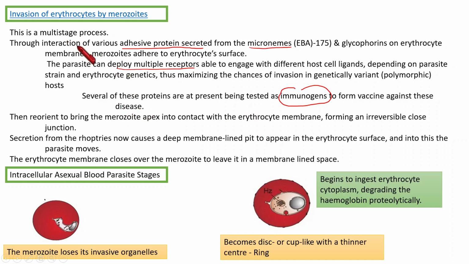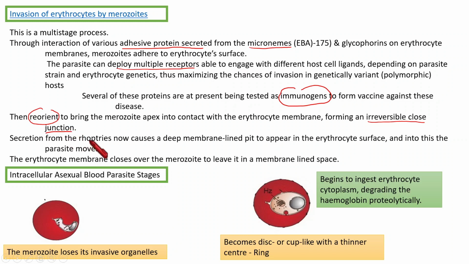And after the first association with the erythrocyte surface, these merozoites reorient. Why does it reorient? To bring the apex portion of the merozoite in contact with the erythrocyte membrane. What is the purpose? Only then can the secretory granules effectively secrete their contents to facilitate the invasion. And through that reorientation, it makes an irreversible close junction with the erythrocyte.